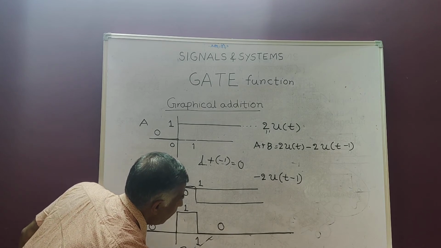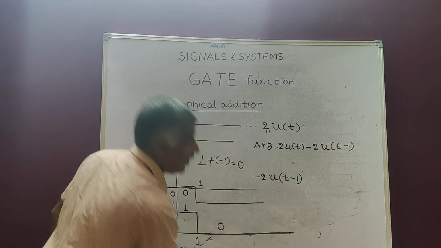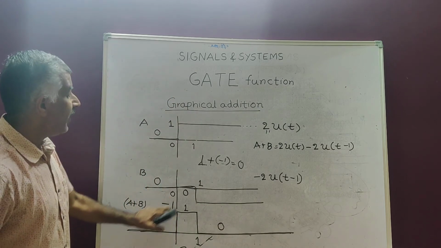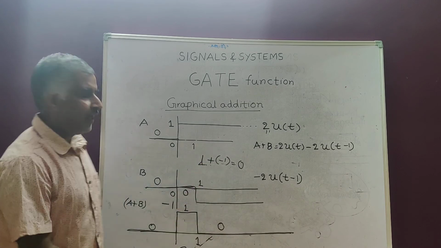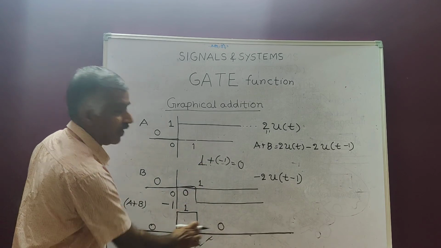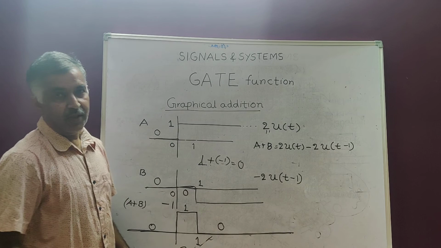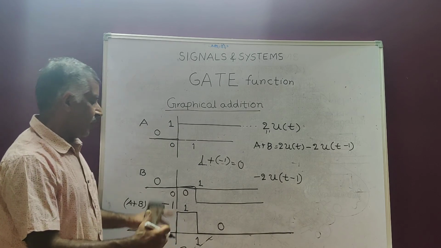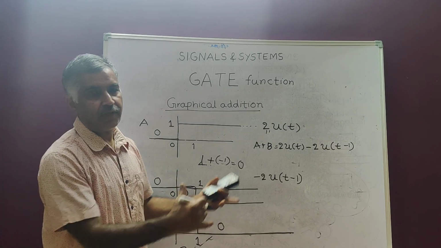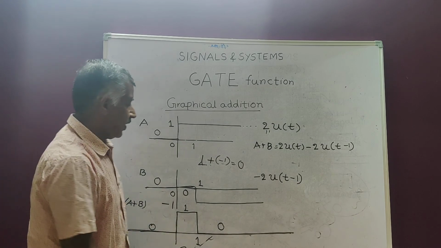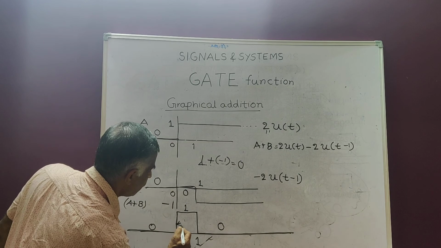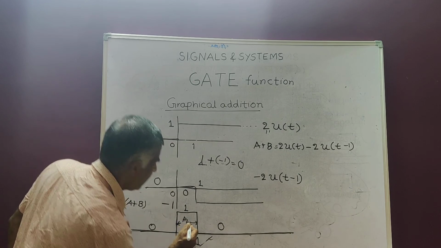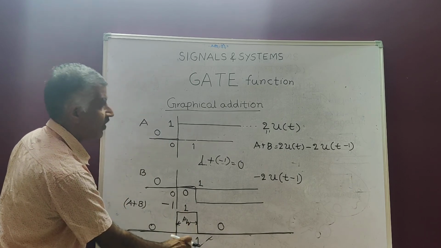So exactly this is what is called a gate function. A gate function is a rectangular pulse of unit height. In this example, it is stretched between 0 and 1. In problems, sometimes we come across different gate functions of different pulse widths. This is what is called the pulse width, and the pulse width in this example is 1.